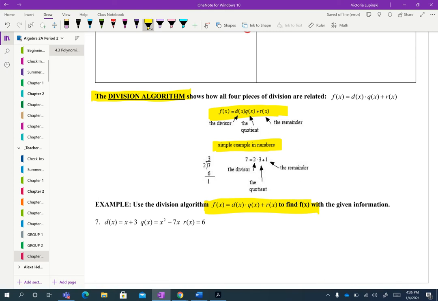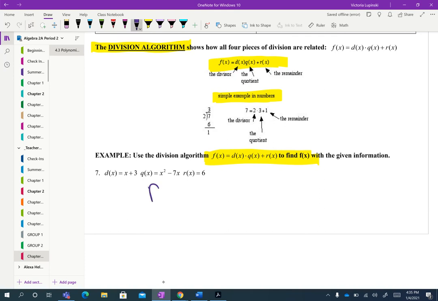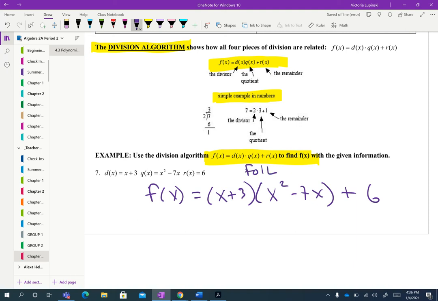So d of x is the divisor, q of x is the quotient, and r of x is the remainder. According to the division algorithm, you're going to multiply the divisor, which is x plus 3, times the quotient, which is x squared minus 7x, and then you're going to add the remainder, which is 6. Hopefully you remember you have to use the magic word here, which is to FOIL. So as I FOIL, first is x cubed, outers negative 7x squared, inners positive 3x squared, last negative 21x, and then don't forget about the positive 6.